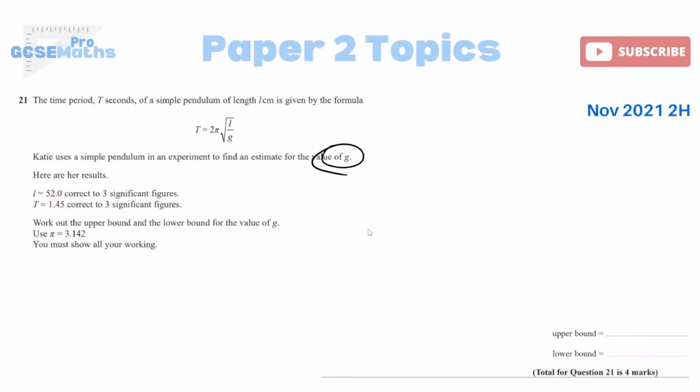Now, this one is obviously upper and lower bounds, but it's more complicated because you have to start by rearranging the equation. So it's kind of like 2 in 1. You have to rearrange the equation to get g as your subject, and then you can start doing upper and lower bounds. And I felt like it was a little bit tricky to rearrange, actually, this one. So let's start with that. I'm just going to rewrite it over here. So we want to get g on its own.